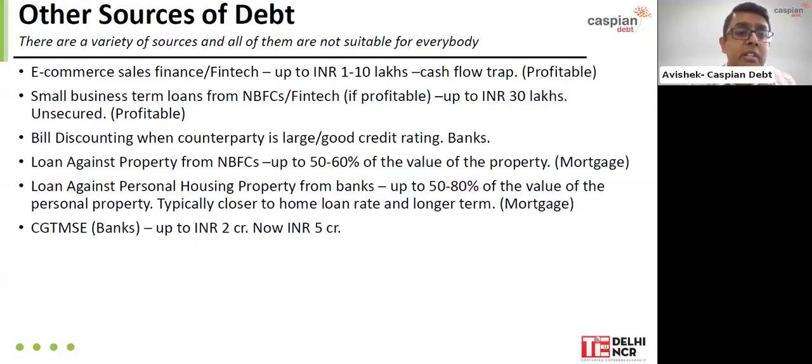Lastly, CGTMSE. This is a scheme of the government under which the banks, typically public sector banks, will typically give you a revolving facility or a revolving credit limit up to 2 crores. Recently, the government has increased or proposed to increase the limit to 5 crores, but I don't think it's been operationalized. So these are all the different sources of debt that you can get access to.